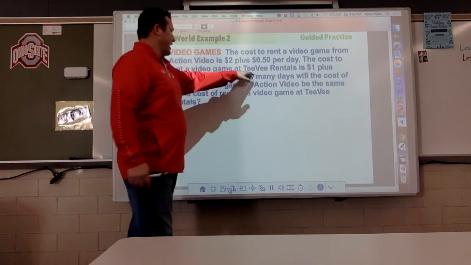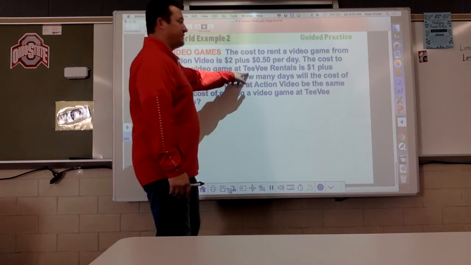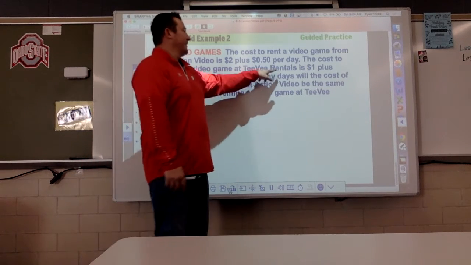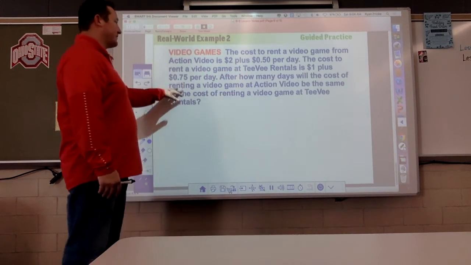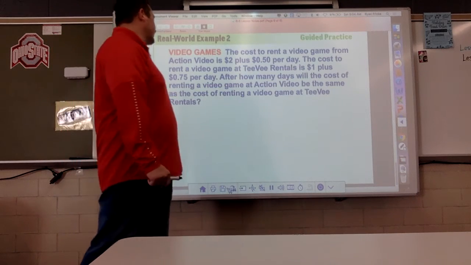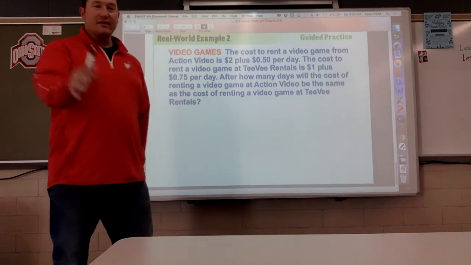The cost to rent a video game from Action Video is $2 plus 50 cents a day. We're renting video games? Who does that anymore? The cost to rent a video game at TV, see what they did there? You see what they did there? Is $1 plus 75 cents a day. After how many days will the cost of renting a video game be the same?